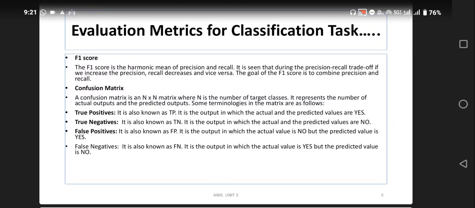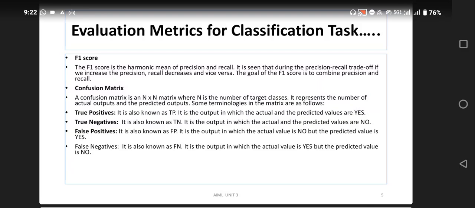The next metric is the F1 score. F1 score is the harmonic mean of precision and recall. It is seen that during the precision recall trade-off, if we increase the precision, recall decreases and vice versa. The goal of the F1 score is to combine precision and recall.